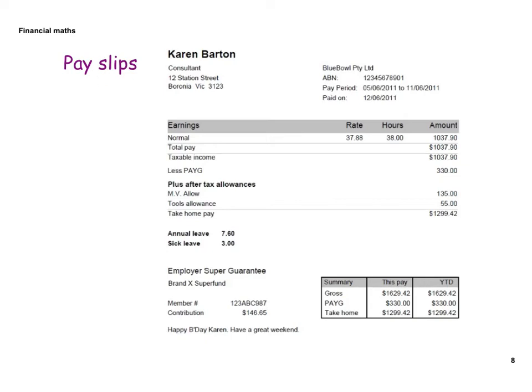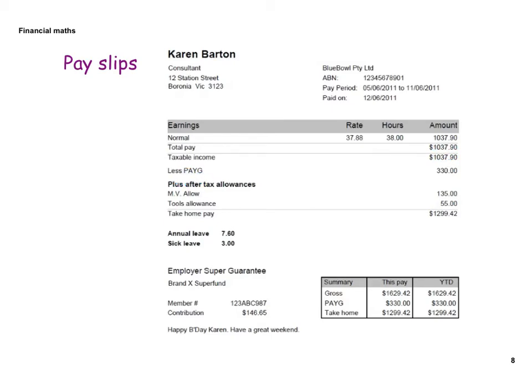Okay, payslips. Here's an example of a payslip. Person's name, address, ABN, Australian business number, pay periods, pay dates. Here's the amount they got, so the hours, total pay, taxable income, PAYG, which is pay as you go tax. We'll do that later on in this chapter.